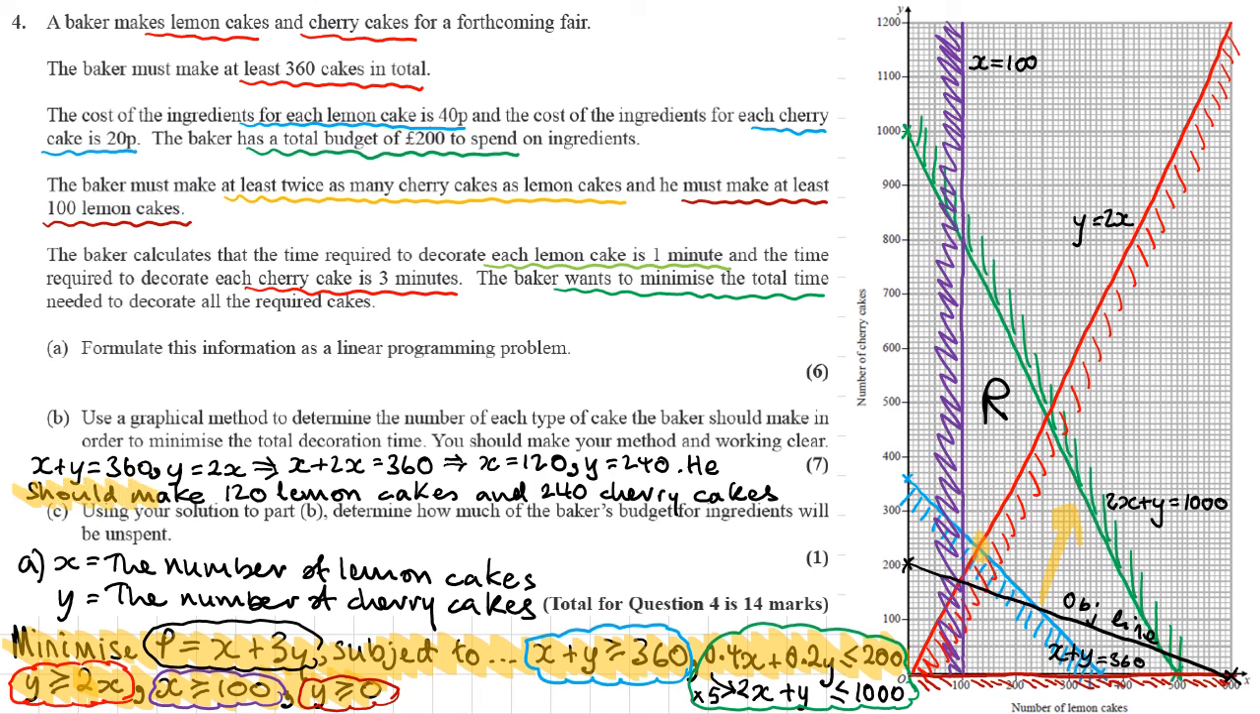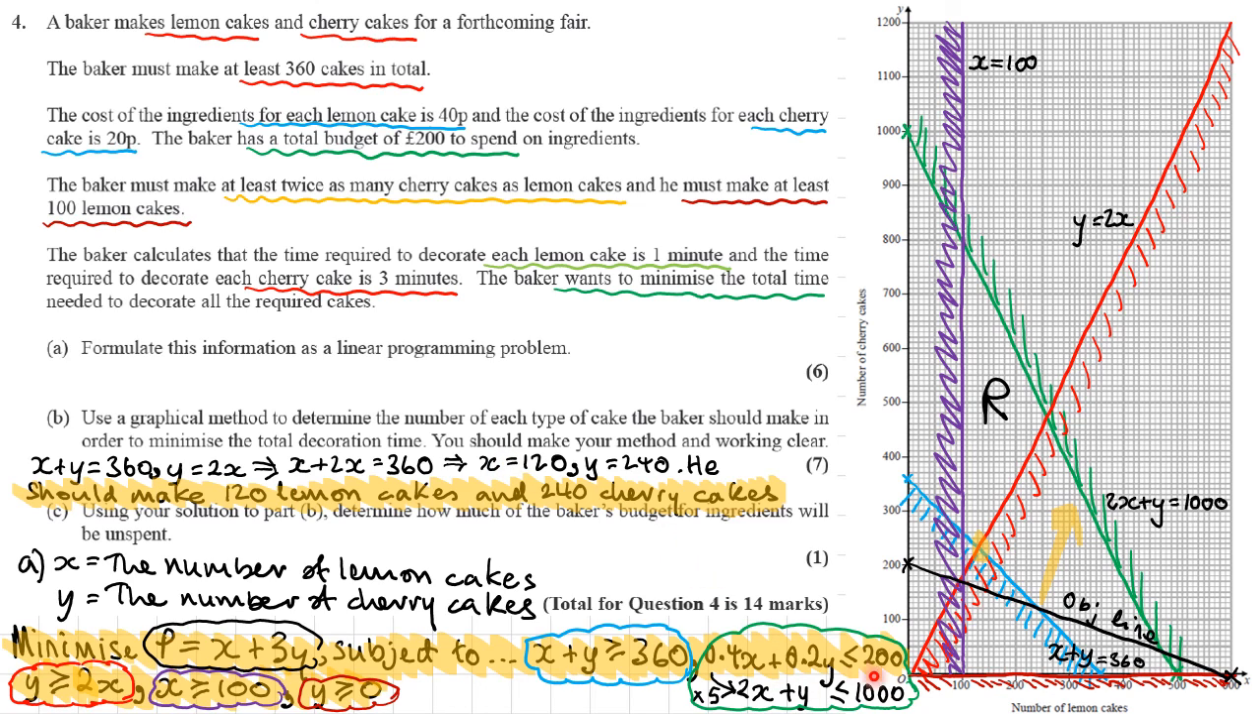So always give your answer in context. Don't just say x is 120, y is 240. And a quick check, these values here satisfy all of the other constraints as well. So the other constraints we haven't used: x is greater than or equal to 100, yes it is. 2x plus y is less than 1000, so 2 times 120, 240, plus another 240, yes, that is less than 1000.